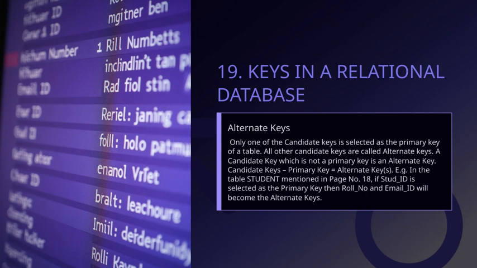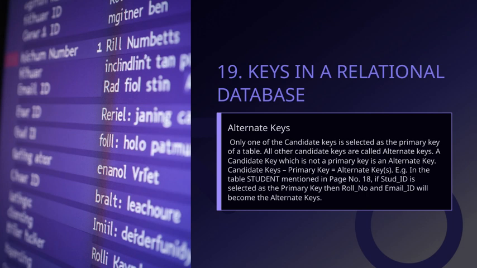The remaining candidate keys are called alternate keys. Essentially, an alternate key is any candidate key that is not selected as the primary key. For example, in the student table we discussed earlier, if stud ID is chosen as the primary key, then roll no and email ID become the alternate keys. They still uniquely identify a student, but they aren't used as the main identifier.